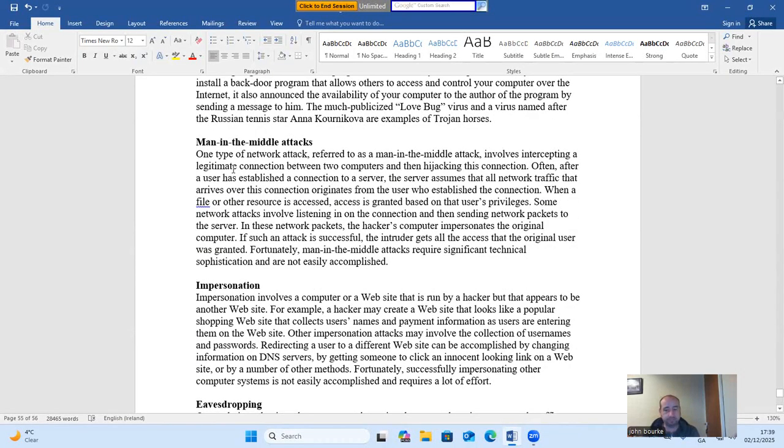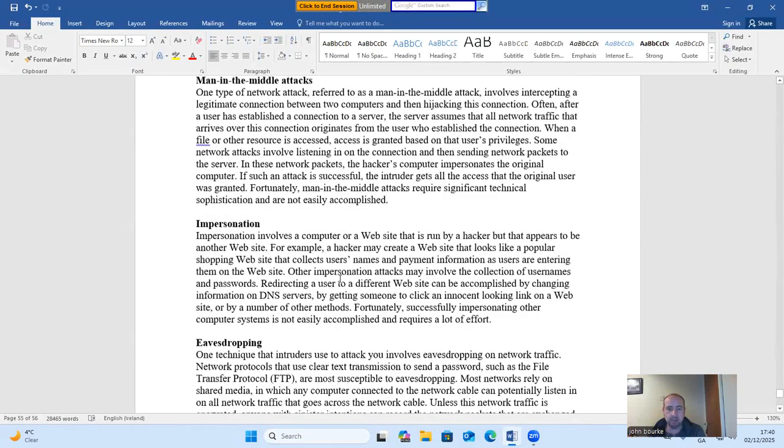Man-in-the-middle attacks. One type of network attack referred to as a man-in-the-middle attack involves intercepting a legitimate connection between two computers and then hijacking this connection. Often after a user has established a connection to a server, the server assumes that all network traffic that arrives over this connection originates from the user who established the connection. When a file or other resource is accessed, access is granted based on that user's privileges. Some network attacks involve listening in on the connection and then sending network packets to the server. In these network packets, the hacker's computer impersonates the original computer. If such an attack is successful, the intruder gets all the access that the original user was granted. Fortunately, man-in-the-middle attacks require significant technical sophistication and are not easily accomplished.